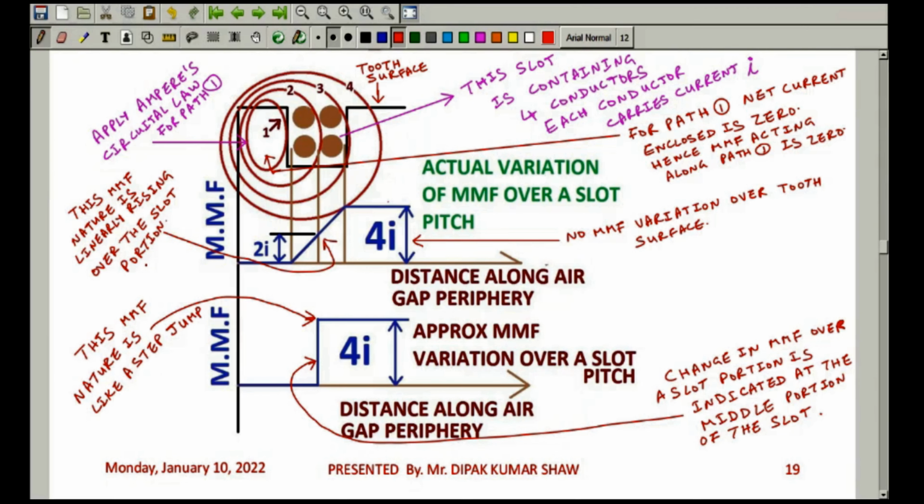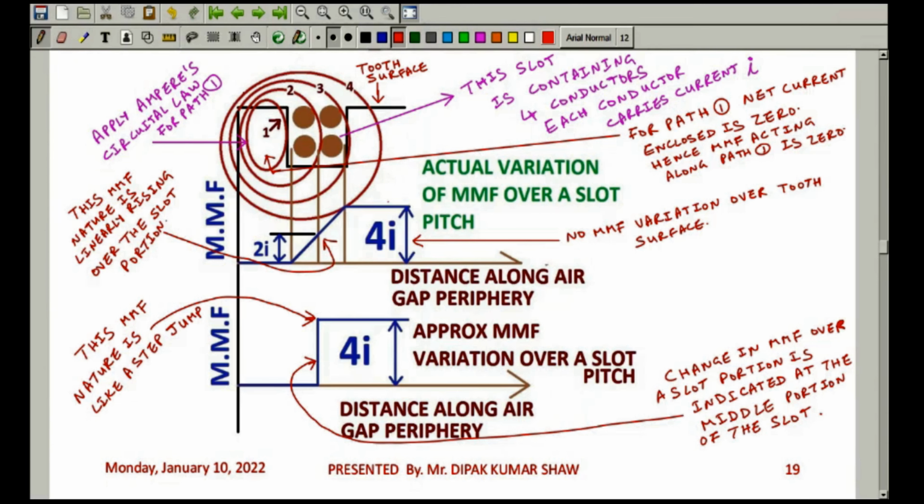So this is an important aspect which you should remember, that the actual variation of M.M.F over the slot portion is like this. It is linearly rising over the slot portion. But we don't go by this kind of representation. We actually use the approximate version. The approximate M.M.F variation over the slot pitch is like a step jump.